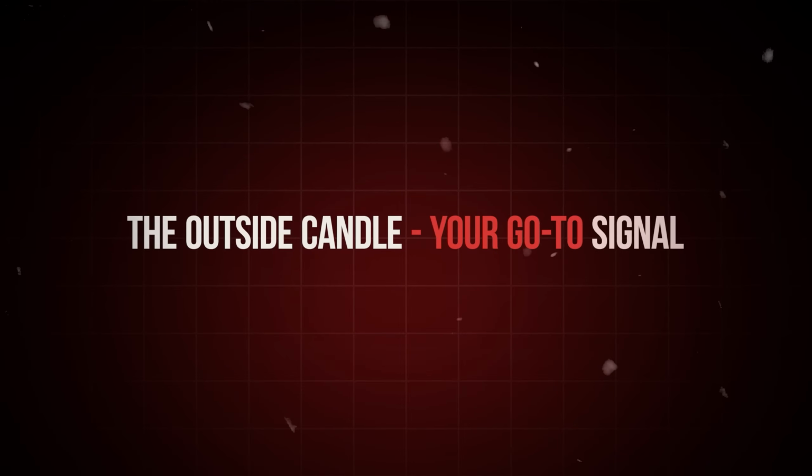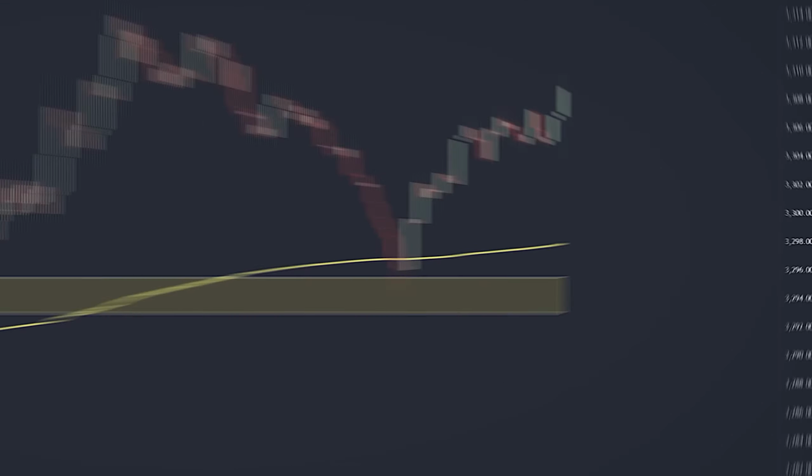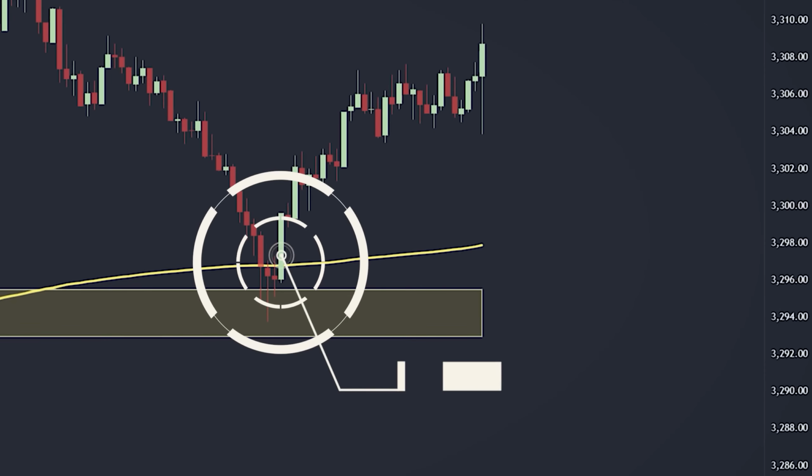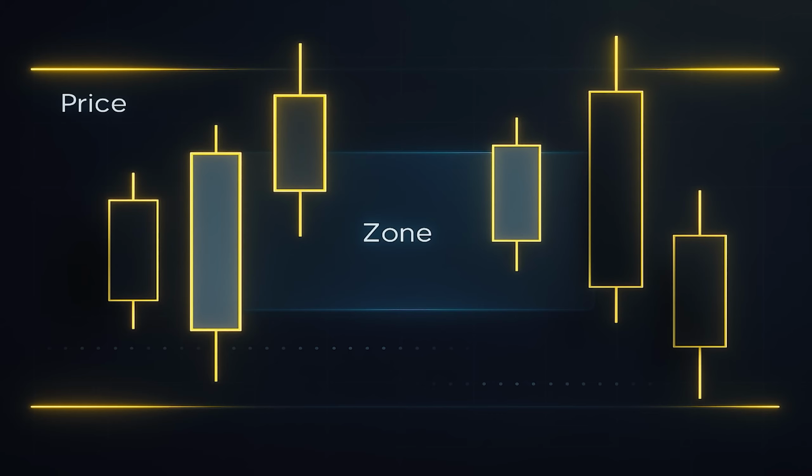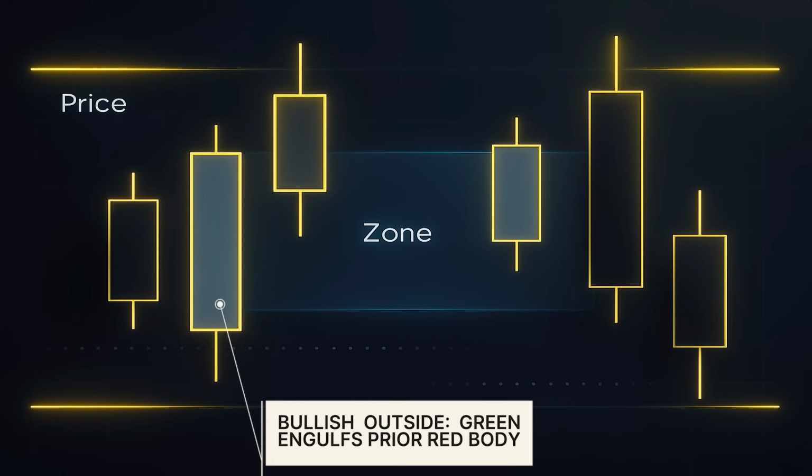Now I'm going to give you the most reliable entry signal in your entire arsenal. It's called the outside candle, and it's the market's way of screaming that the momentum has shifted. A bullish outside candle is a large green candle that completely swallows the body of the previous red candle. It's the market's way of saying that buyers are now in control.